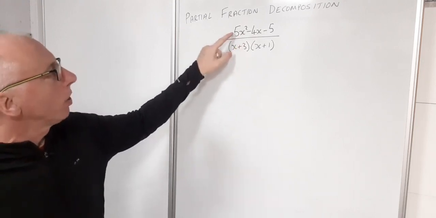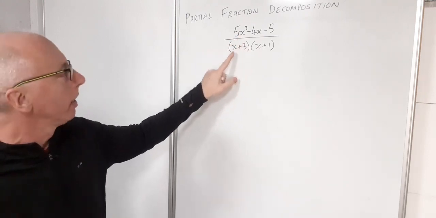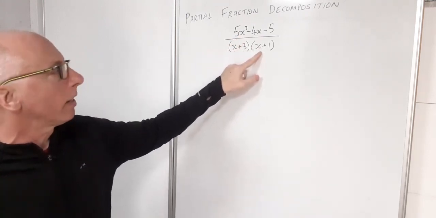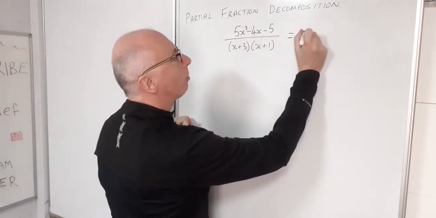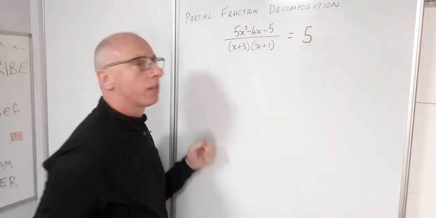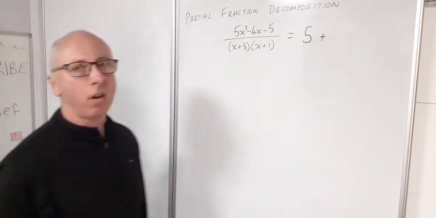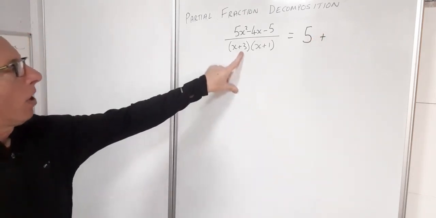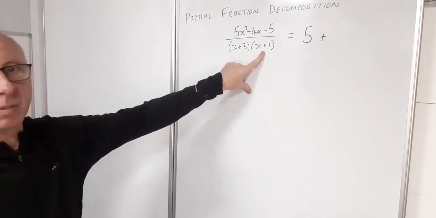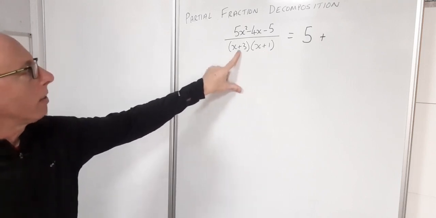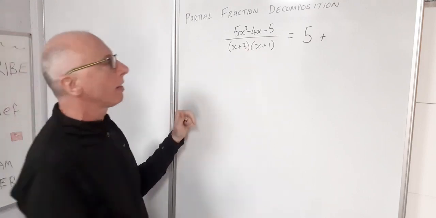So what I'm going to need to do is to take out a 5, because this will give me 5x squared and this will give me x squared. So my first result will just yield the number 5. So that could be taken out, and then I'll need some building blocks from there onwards. Now I've got x plus 3, x plus 1 already factored out. So what I can do is I can use these two as my building blocks for my answer.